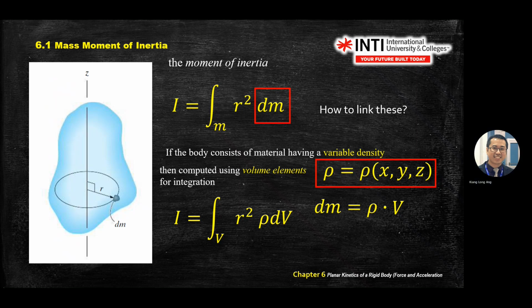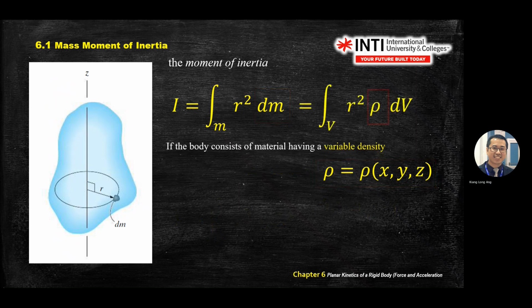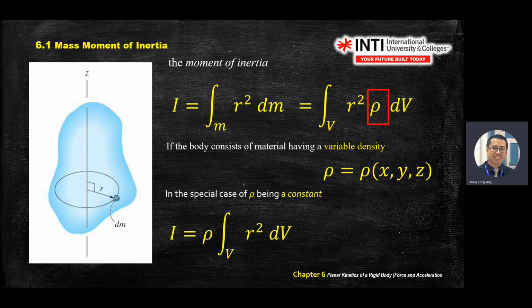Now, you know that for a rigid body, your density is fixed. It's a constant. So when you integrate a constant, you pull the constant out. So you simplify your second moment of inertia: I equals rho integral of r squared dV.